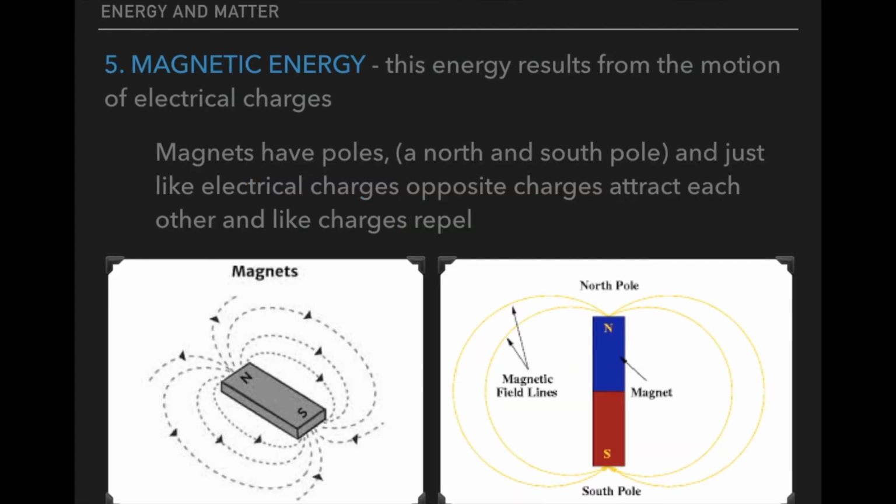Magnetic energy: if you have the understanding of the battery, the circuit, you're going to understand this. You have your poles, your north and south pole. The magnet gives off a field force. We said we're not touching that, but basically this energy results in the motion or movement of the electrical charges.